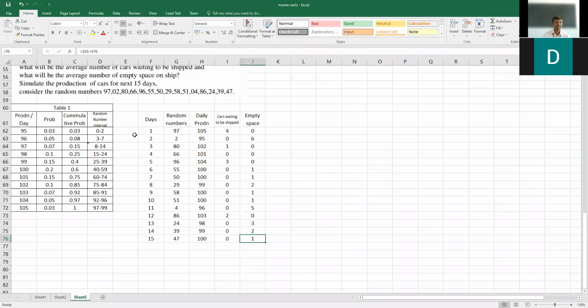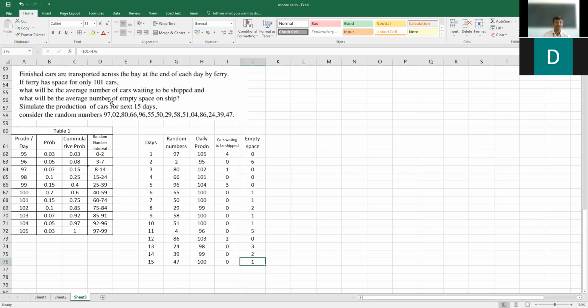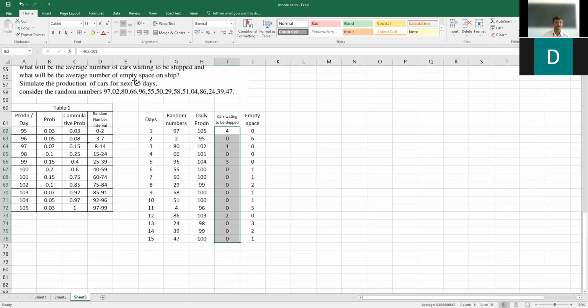Now, what is asked? What will be the average number of cars waiting to be shipped? What we found out is the number of cars waiting to be shipped on a given day. What we have to find out is the average number of cars waiting to be shipped. So how to find the average? Just the average of all these numbers, all these 15 numbers. That comes to 0.66. So when we round it up, it will be around 1.